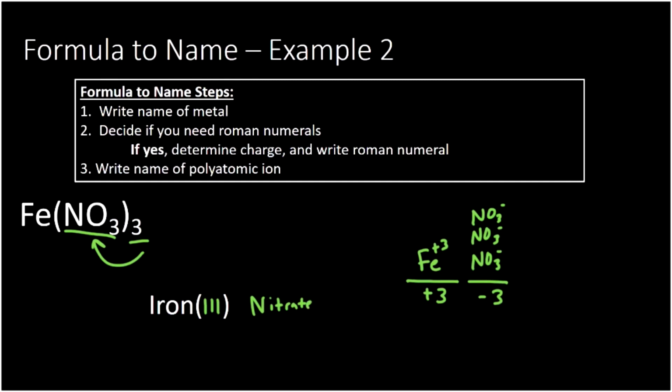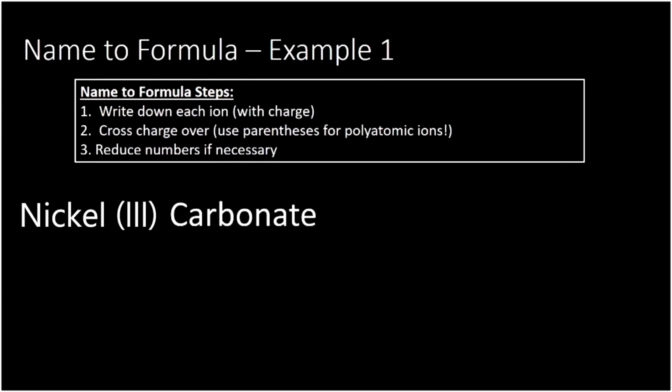Okay, let's look at another problem. Here we have nickel 3 carbonate, and now we're going the opposite direction. We're going from the name to our formula. Okay, so now we have the name and we're going to the formula. This is actually the easier direction. So what are the steps?